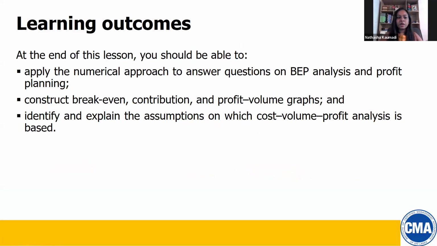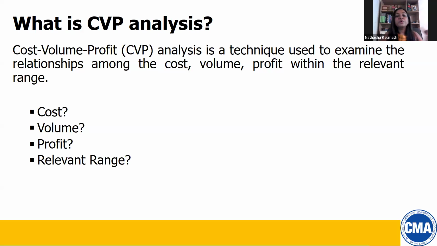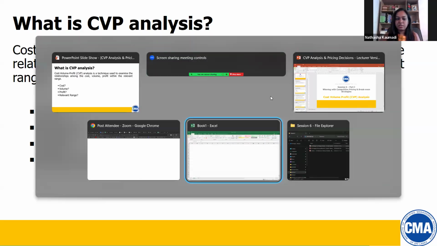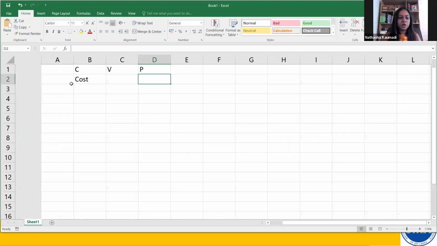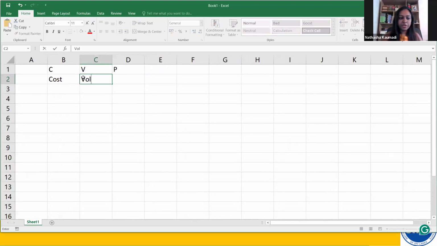These are the learning outcomes. I'm not going to go through them. I'm going straight to what CVP analysis is. As the name suggests, CVP analysis means the relationship between C, cost, V, volume, and P, profit. These are cost, volume, profit analysis.